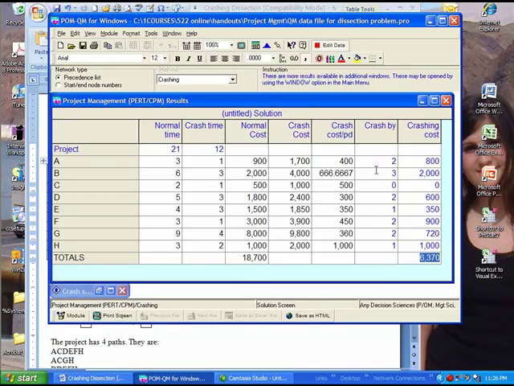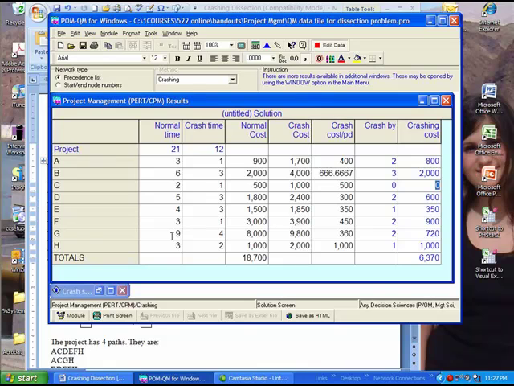Activity, let's understand these entries down here. Activity C, for instance, under normal times it can be done in 2 weeks. I could spend money on it, and instead of costing me $500, I could spend $1,000 so that I can finish it in 1 week. But it's not necessary. Look, if I want to crash this project and finish it in 12 weeks, C must not be crashed because it has a 0 under it, and therefore there is no cost of crashing associated with activity C.